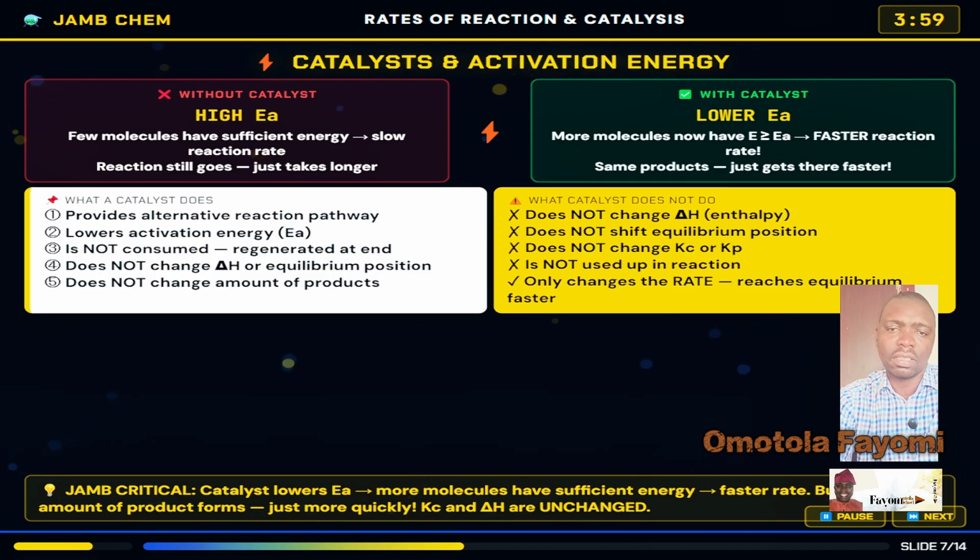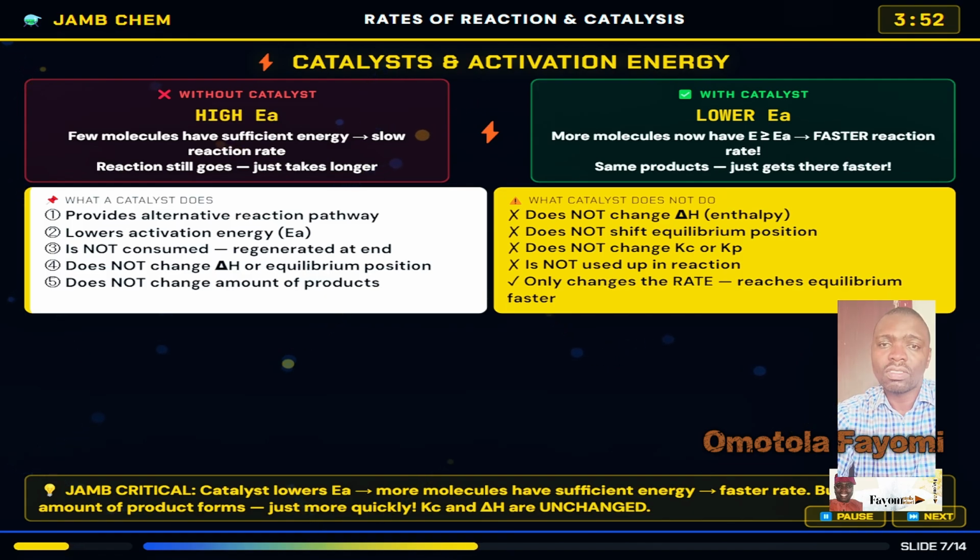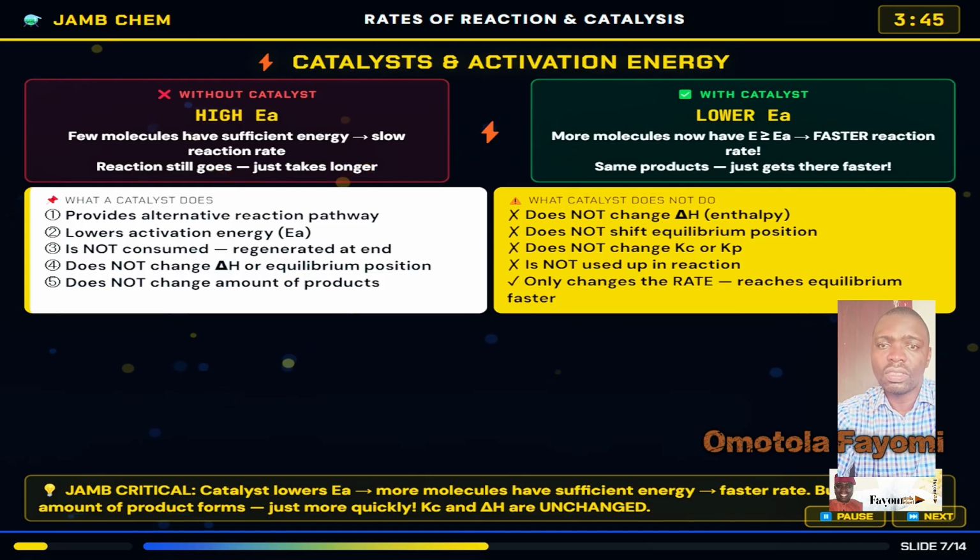Now here comes the JAMB examination critical point, and I want you to memorize this list carefully. What does the catalyst not change? First, it does not change the enthalpy change, delta H. The energy difference between the reactants and products is exactly the same, only the pathway height changes. Second, it does not shift the equilibrium position. The same proportions of products and reactants are present at equilibrium. Third, it does not change Kc or Kp. The equilibrium constant is unchanged.